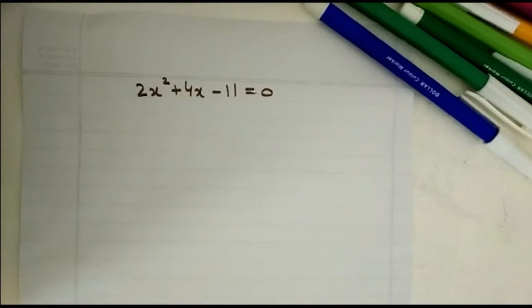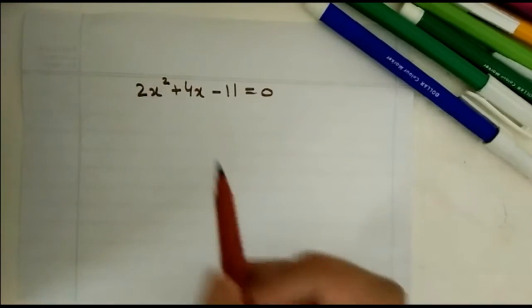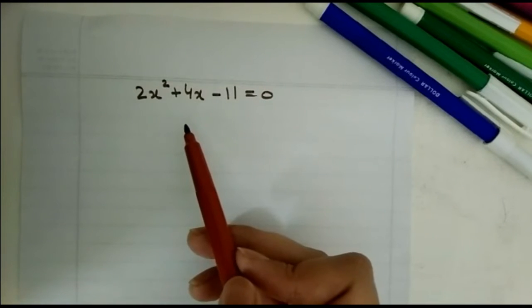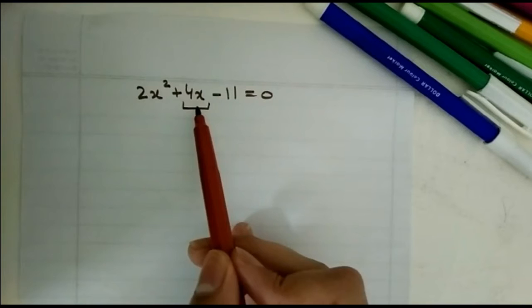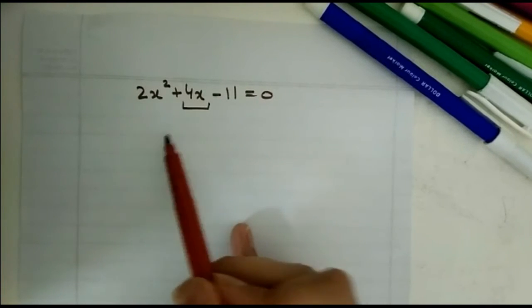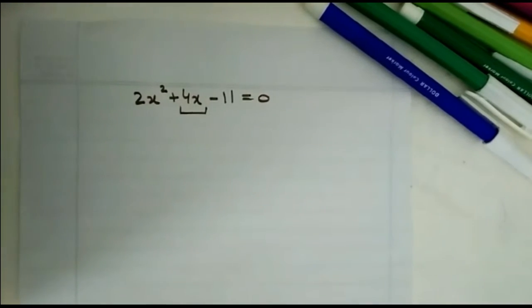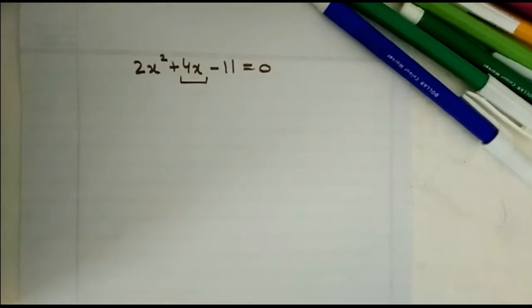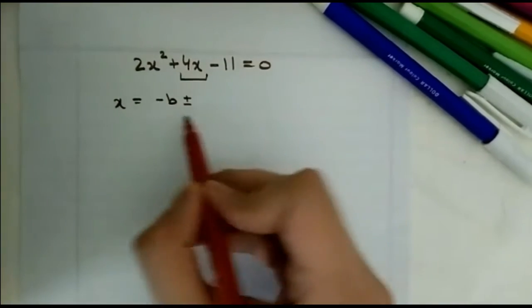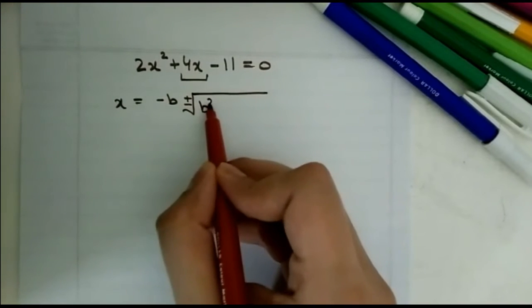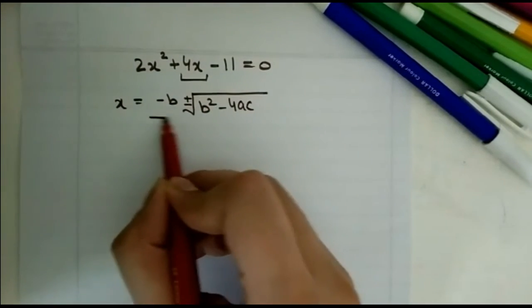I am here with another quadratic equation, that is 2x squared plus 4x minus 11 is equal to 0. So I will be solving this using the quadratic formula. Why not midterm breaking? Because the middle term 4x cannot be broken down into two other numbers. Hence I will be using the quadratic formula to solve it. Let's write our quadratic formula: minus b plus minus under root b square minus 4ac over 2a.